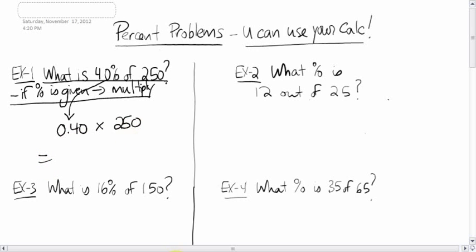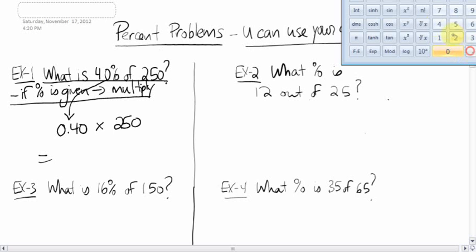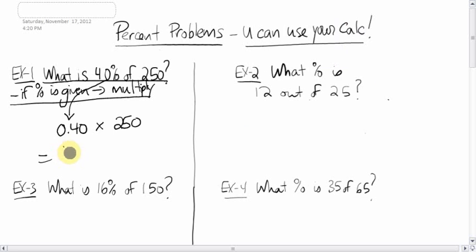0.40 times 250 using your calculator. You get an answer of 100. That was pretty close with my guess. It's always good to estimate, to give you an idea if your answer makes sense or not. And that does. That's about 40% of 250, 100. Okay, so that is what you do. If a percent is given in the question, I gave you the percentage, change the percent to a decimal and multiply. If you're given percent, multiply.